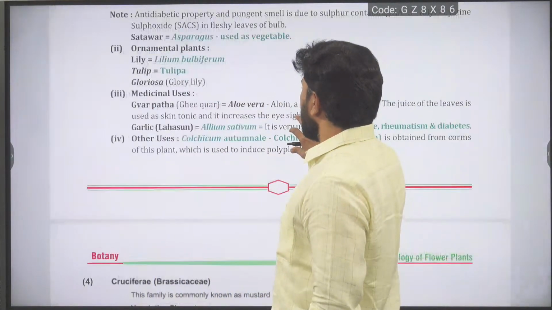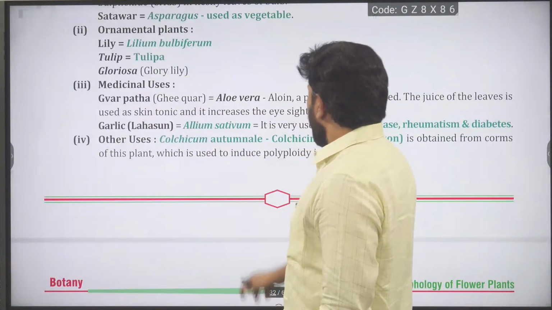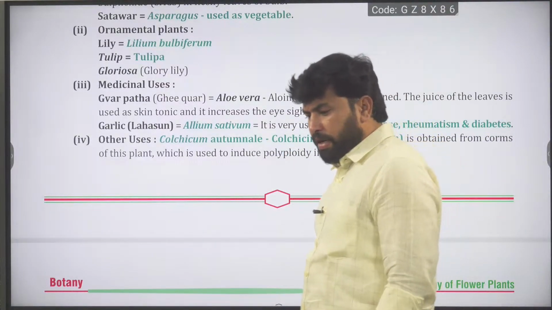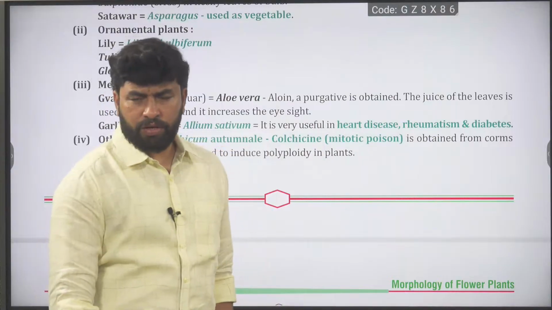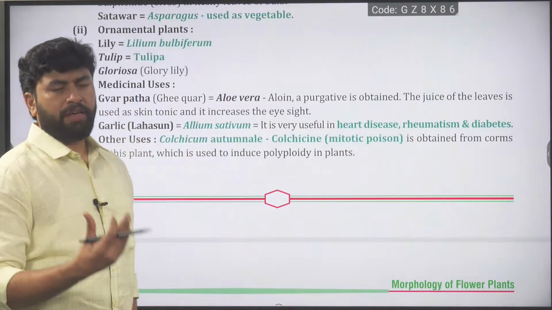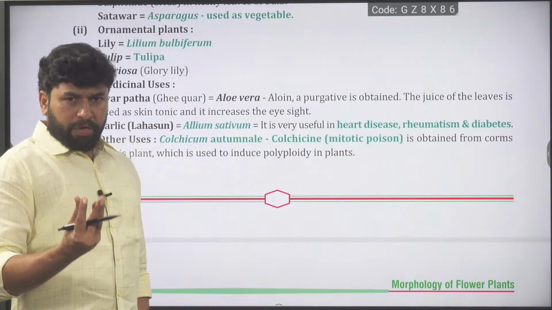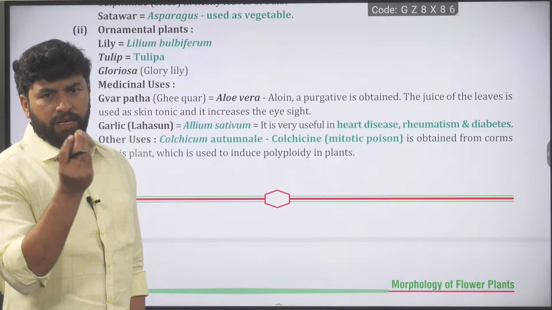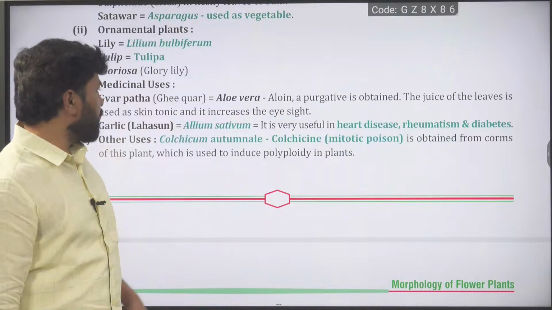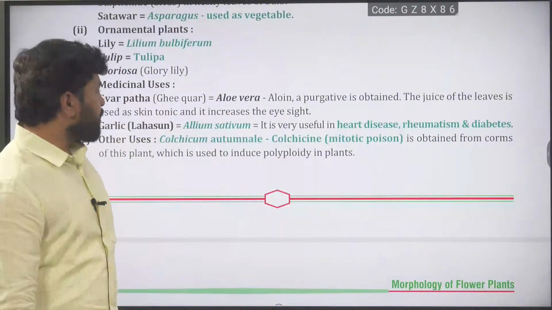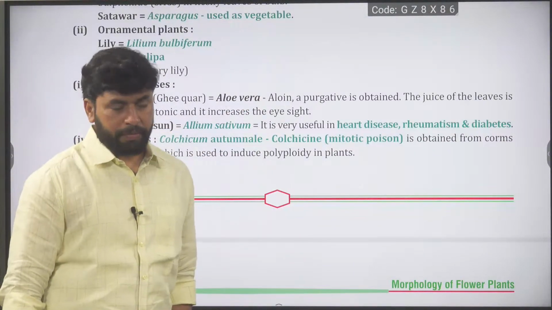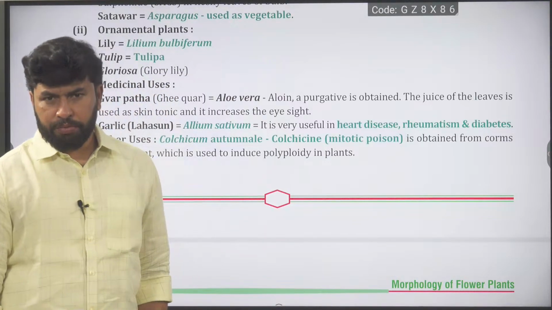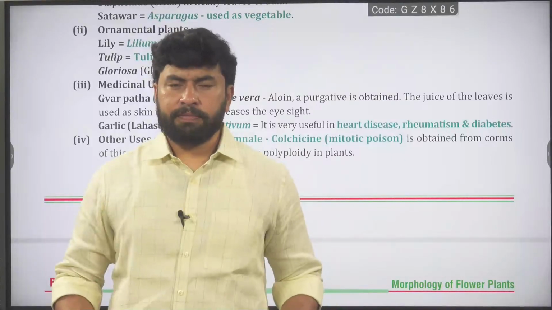Consider this. Medicinal usage: aloe vera. There is a chemical extracted from aloe. I think everyone nowadays knows about aloe vera. It has so many skin-rejuvenating properties, and many herbal medicines taken by patients have this aloe vera. The chemical extracted from aloe vera is called aloe. It's a kind of purgative. Purgative means it cleans our stomach.